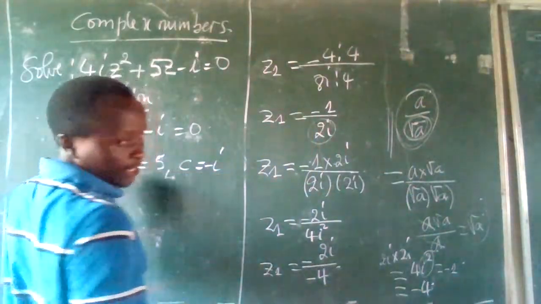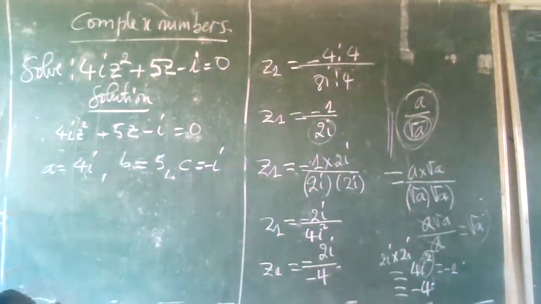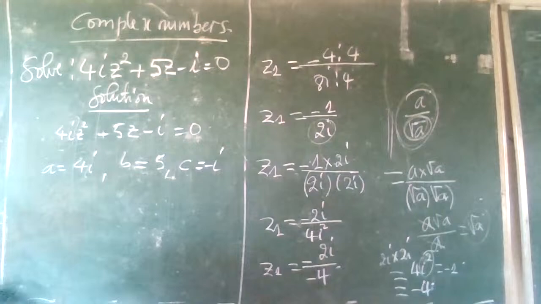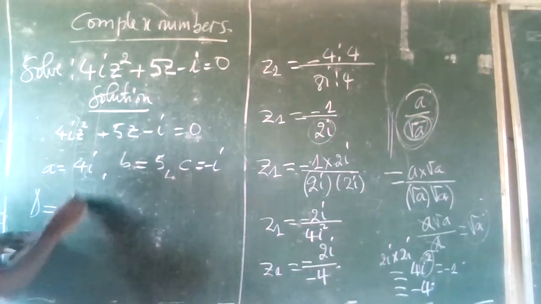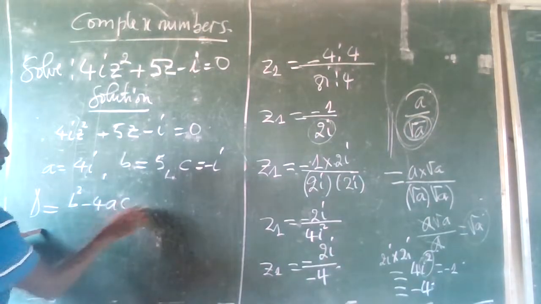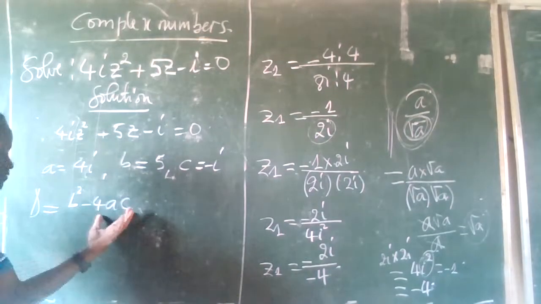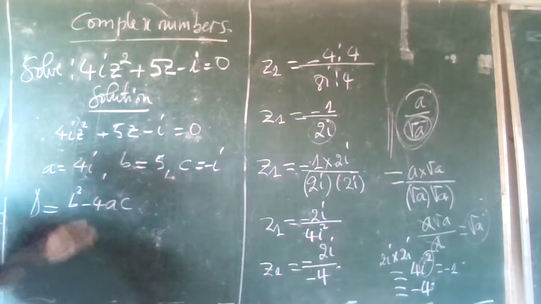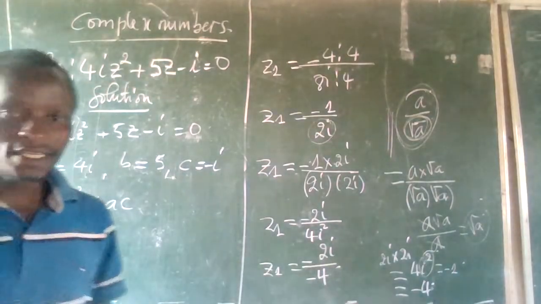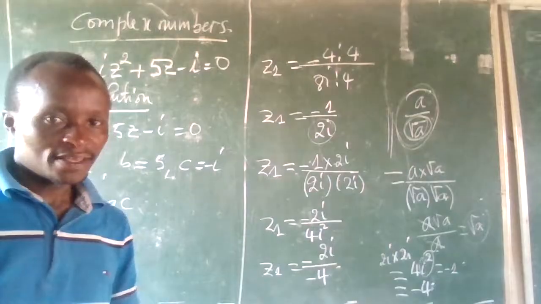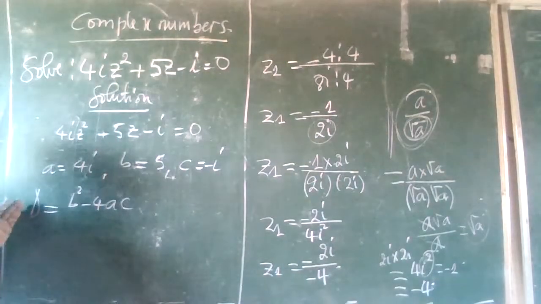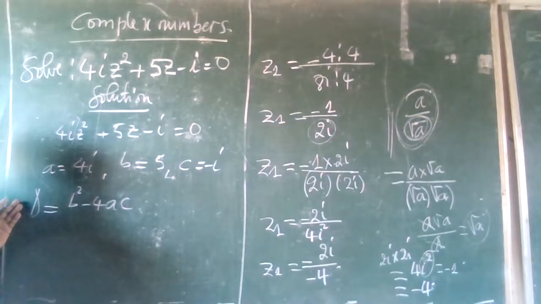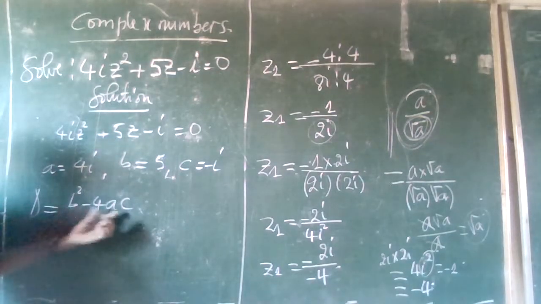How is the solution here, please? We are going to use also delta. Now the delta will be b square minus 4ac. This is the formula that should be used when we are calculating a delta, right? Good. So let's continue. You see here the delta will be this formula.